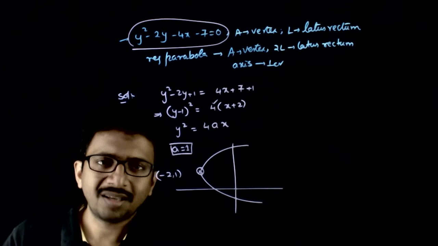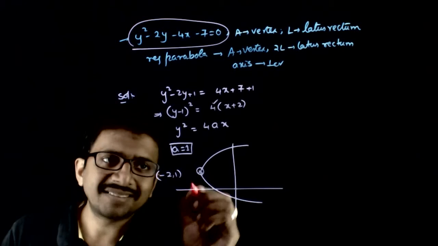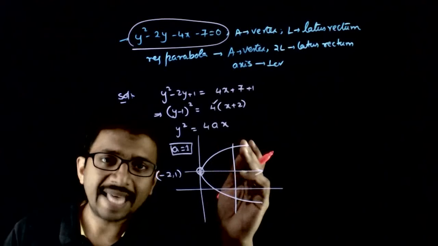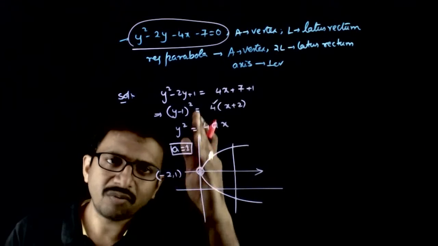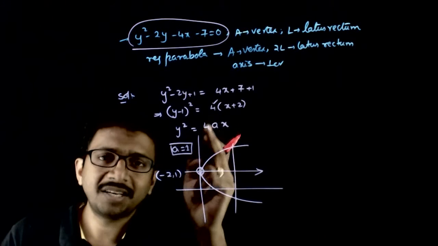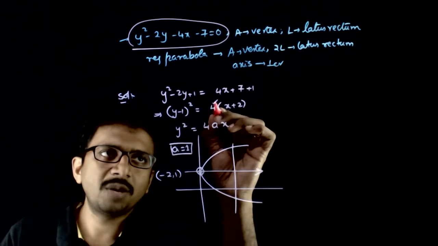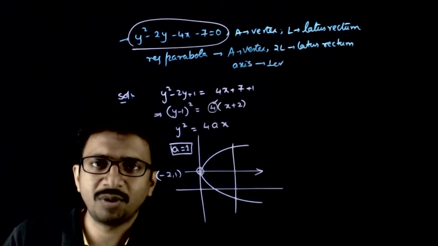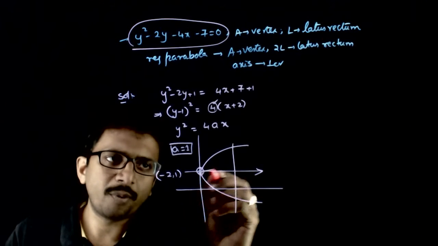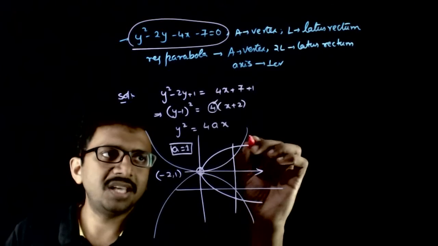Now I want a parabola with the same vertex, but whose axis is perpendicular to the axis of this parabola. The axis of the given parabola is horizontal, so I want a vertical axis parabola, whose latus rectum is double that of the original parabola. The latus rectum of the original parabola is 4, so I want a latus rectum of 8. Obviously you can have two different parabolas, one pointing upwards, the other pointing downwards. So what is the equation of this parabola?